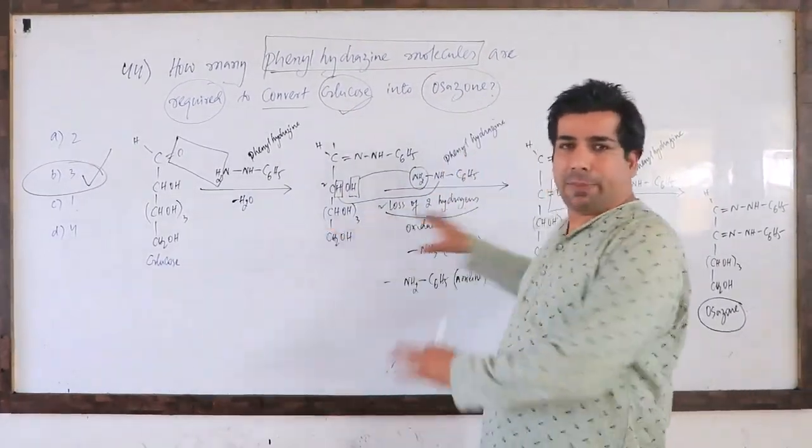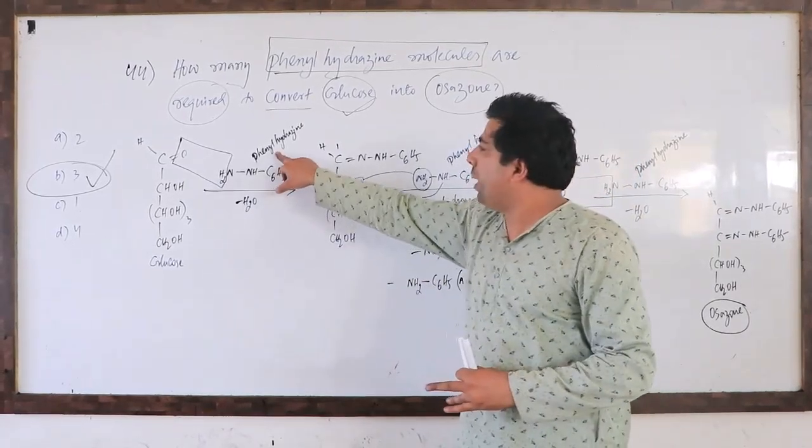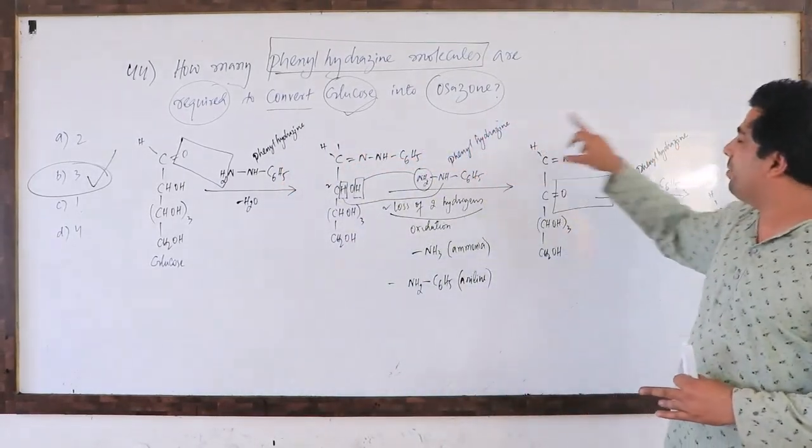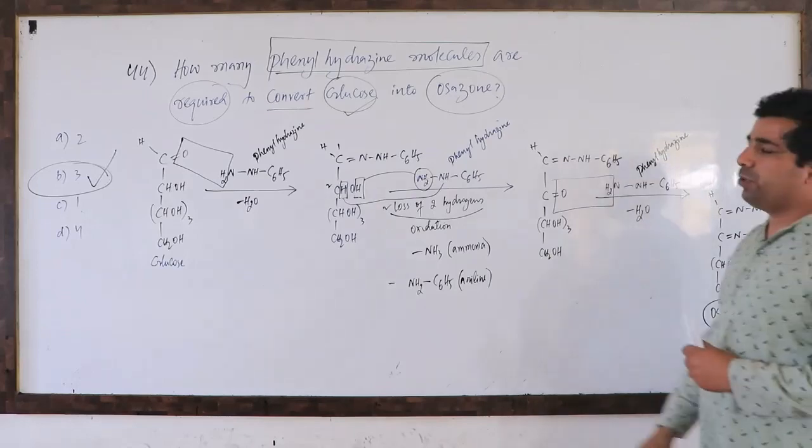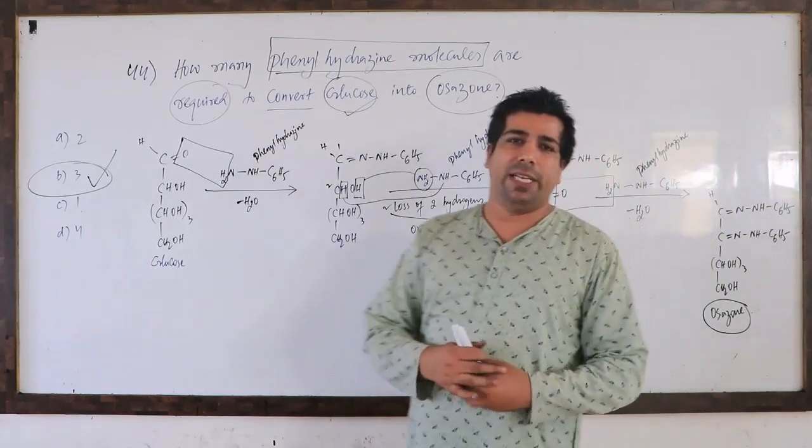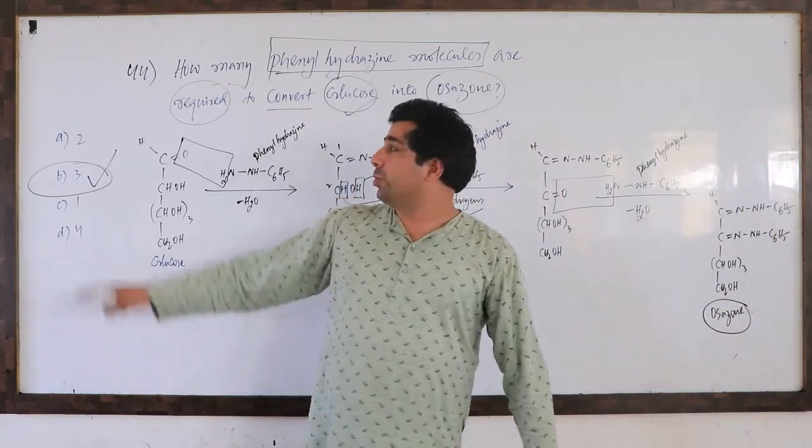And in this entire process we have used 1 phenylhydrazine, 2 phenylhydrazine and 3 phenylhydrazine molecules, correct? And finally we got the osazone. So 3 is the answer.